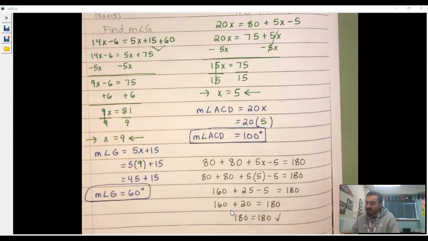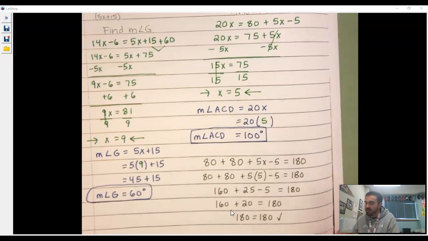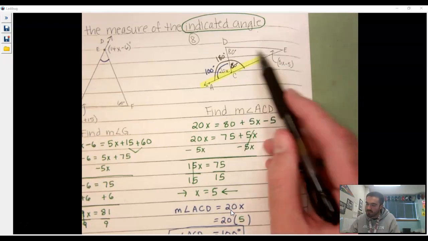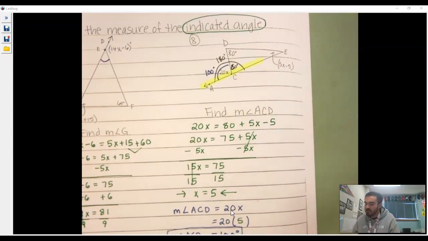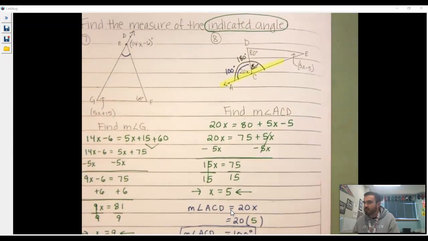So that means that this answer was correct and this answer was correct, because the sum of our triangle angles here added up to 180 degrees. So we did it right. Okay. Hopefully that helps.